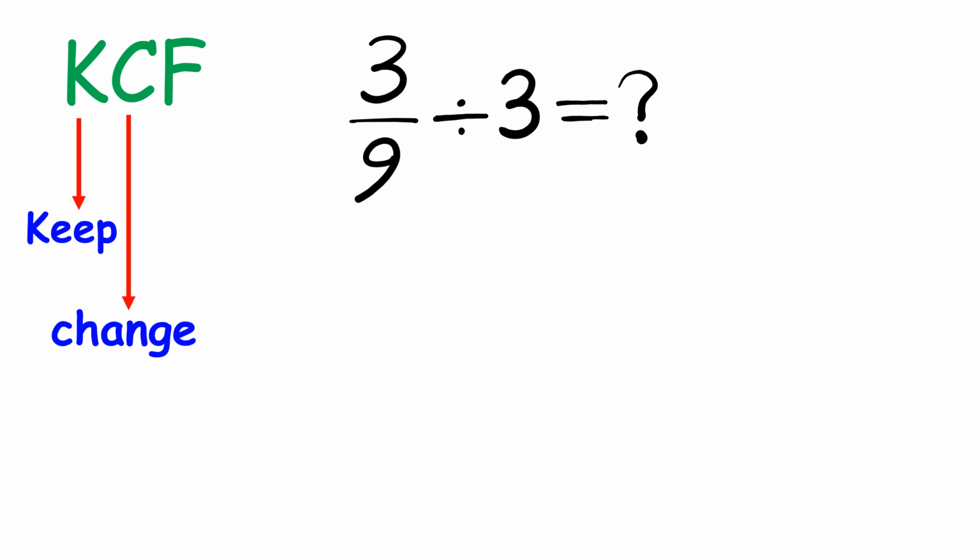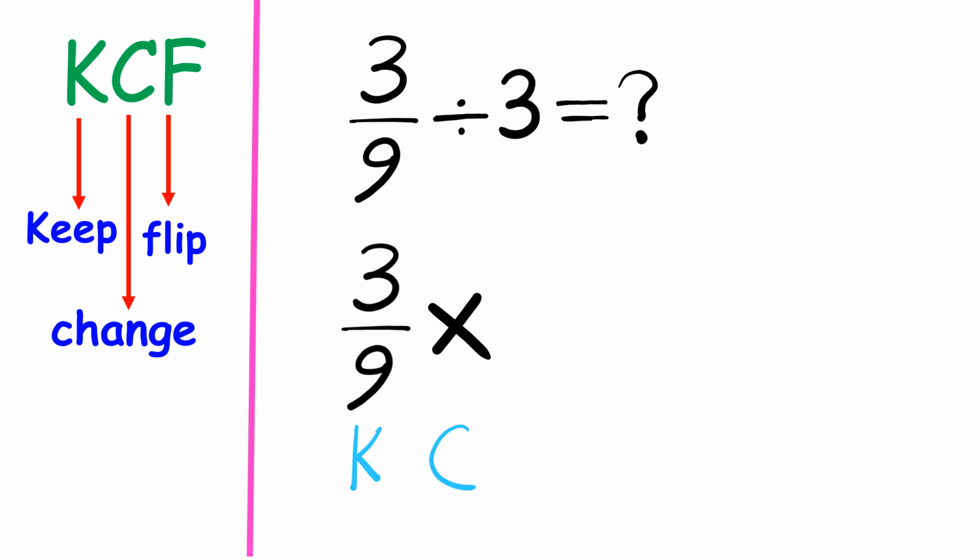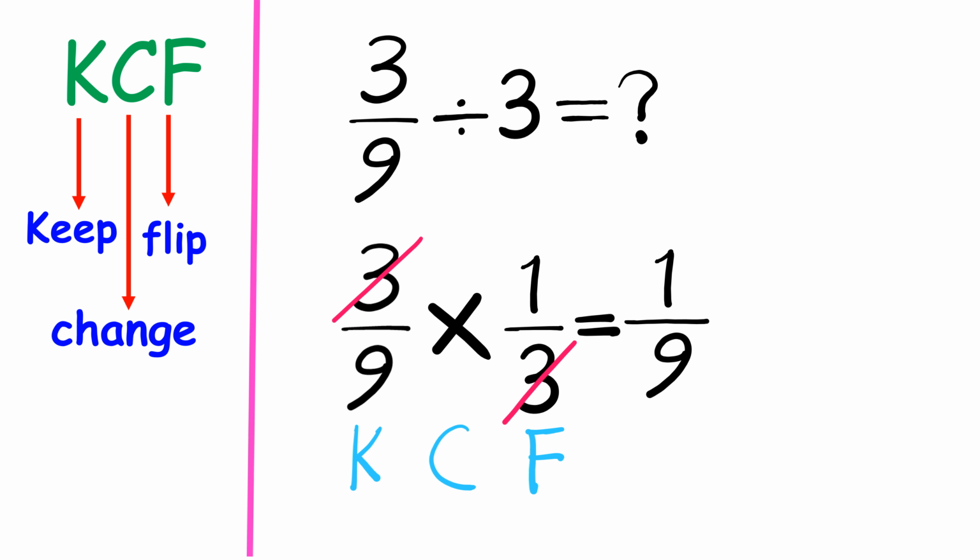C stands for change, meaning we change the division sign to multiplication. F stands for flip, meaning we flip the second fraction upside down. According to the KCF rule, we write 3/9 as it is, then the division sign changes to a multiplication sign, and in the third step, we flip the number 3, which becomes 1/3. The 3 and 3 cancel out, and our final answer is 1/9.